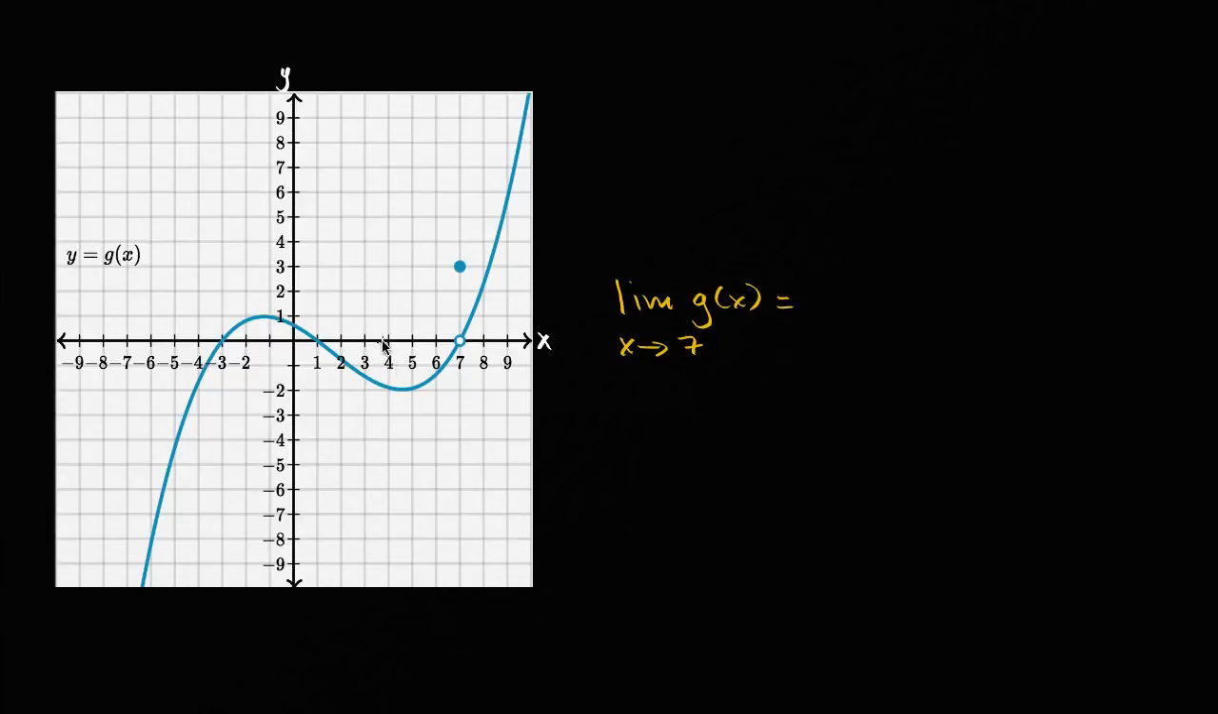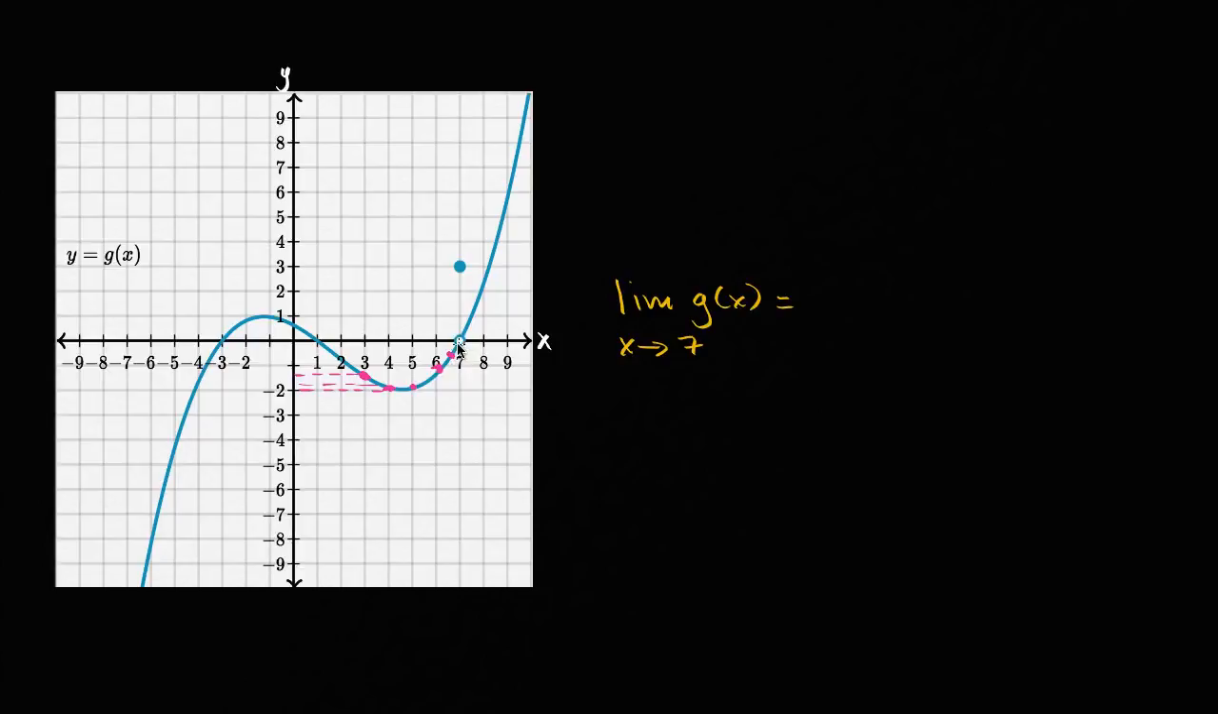So let's see. As the input to the function approaches 7 from values less than 7, if x is 3, g of 3 is right there, g of 4 is right there, g of 5 is right there, g of 6 looks like it's a little bit less than -1. G of 6.5 looks like it's around -half.